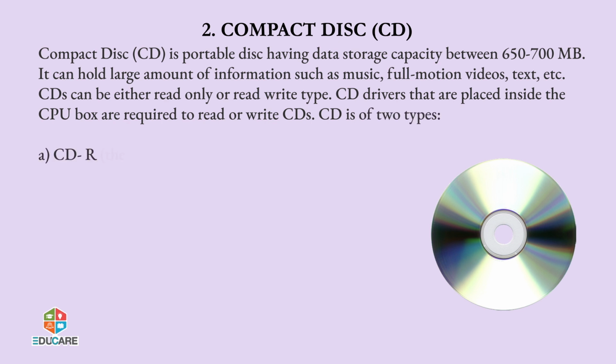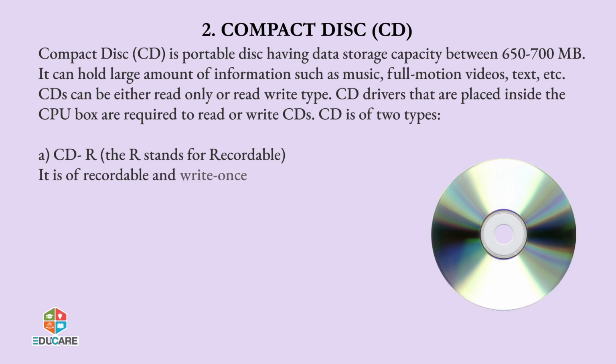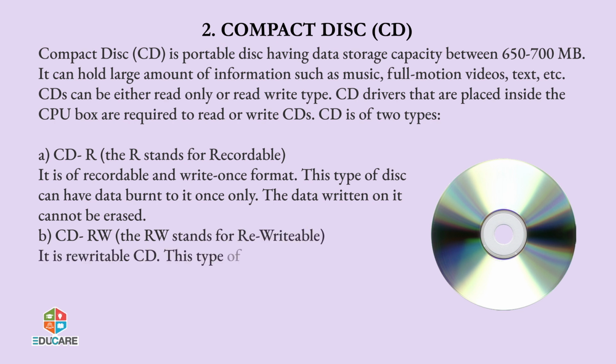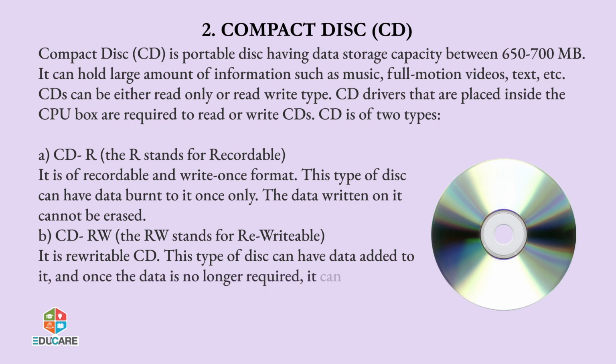CDR. The R stands for recordable. It is of recordable and write-once format. This type of disk can have data burnt to it once only. The data written on it cannot be erased. CD RW. The RW stands for rewritable. It is rewritable CD. This type of disk can have data added to it, and once the data is no longer required, it can be deleted and new data can be added to the disk.